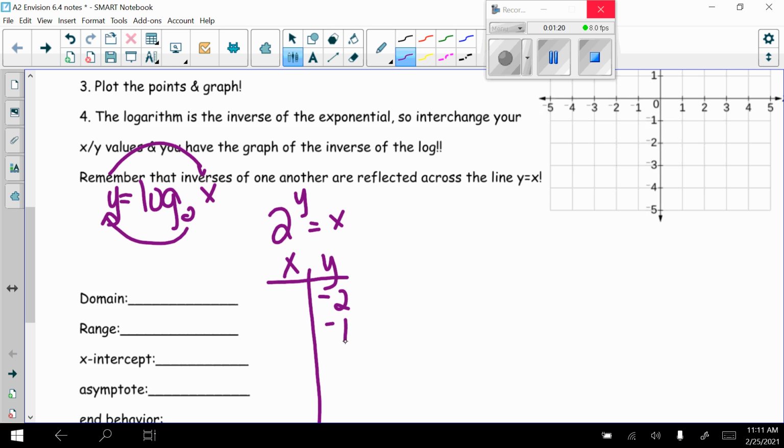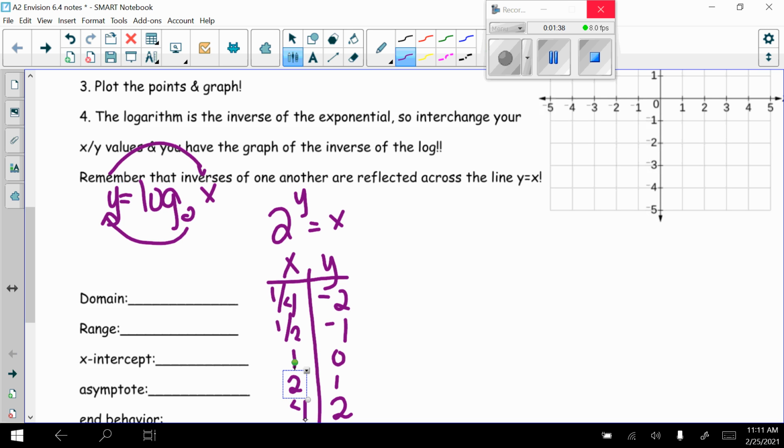We're always going to pick -2, -1, 0, 1, and 2. When I plug these in, 2 to the -2 power, that means I have to flip it, so that's really 1/2 squared, which is 1/4. 2 to the -1 is 1/2, 2 to the 0 is 1, 2 to the first is 2, 2 squared is 4.